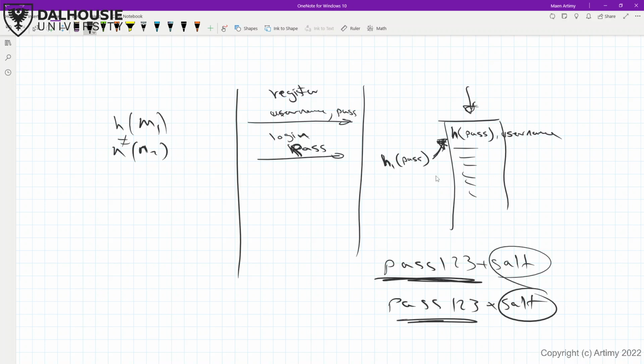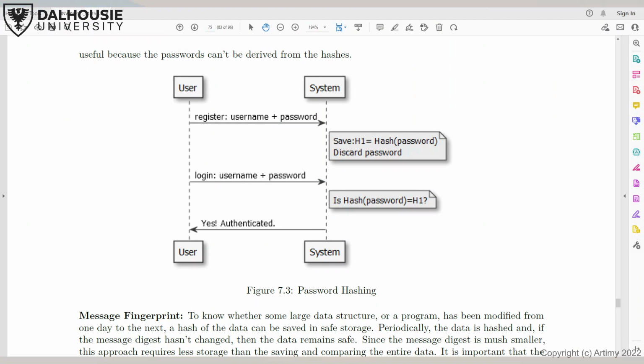And also, this makes it difficult for an attacker to guess passwords. The attackers may guess some passwords. So they may try different dictionary words, and find what the hash is for them, right? So that makes it even more difficult for the attacker to do simple attacks like that.